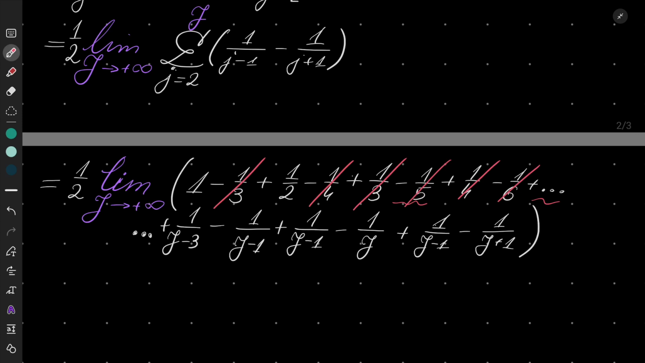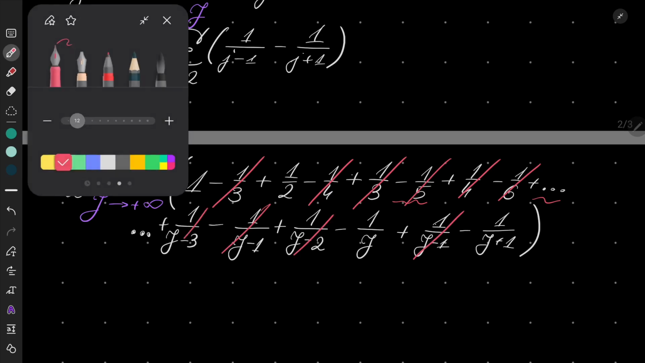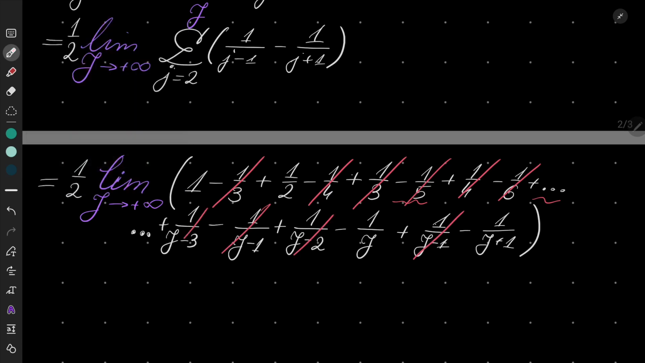cancel. Wait, have I made a typo? Yes, I made one. Sorry, there should be 2, because every time our indices differ by 2. So there should be 2. Minus 1 over j minus 1 plus 1 over j minus 1. Everything will be gone apart from the last two terms.